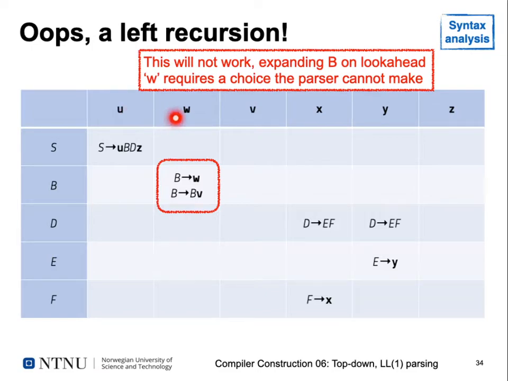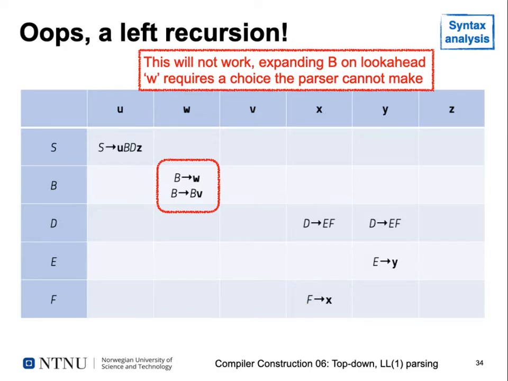Here we have all the terminal symbols that might show up: u, v, w, x, y, z. And we know that when we have an S and our first character is a u, we enter this production, so we go from S to u, non-terminal B, non-terminal D, and a z. Let's take a look at the productions for D. D can have an x at the beginning, and it would always go to E, F, or it can have a y, the other of its first characters, so it would go to E, F. For E, we have this one production here, and for F, we have the production going to x.